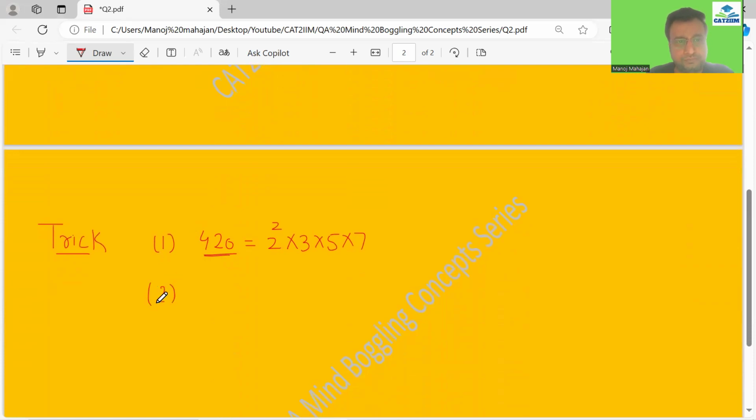Second, the numbers which I'm going to use in the problem, like 3, 5, and 7 I'm using, have to be co-prime. What is the co-prime definition? The highest common factor should be 1. So if we take these two constraints, we could answer the problem very, very fast. So let's see how we're going to do it.